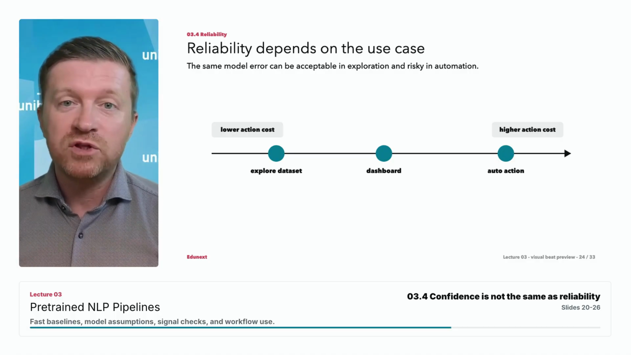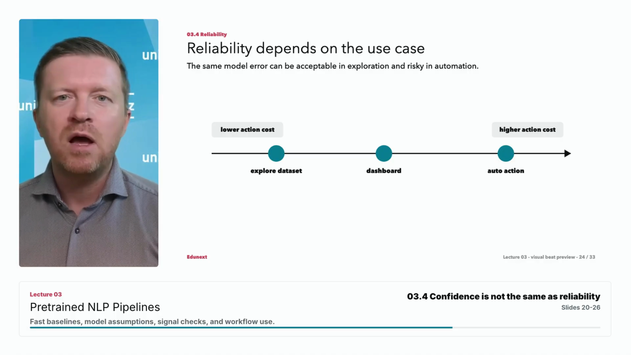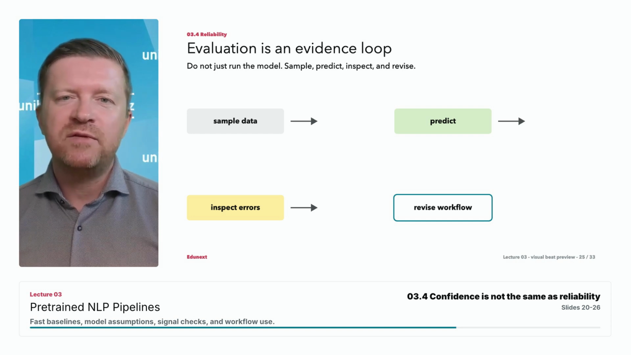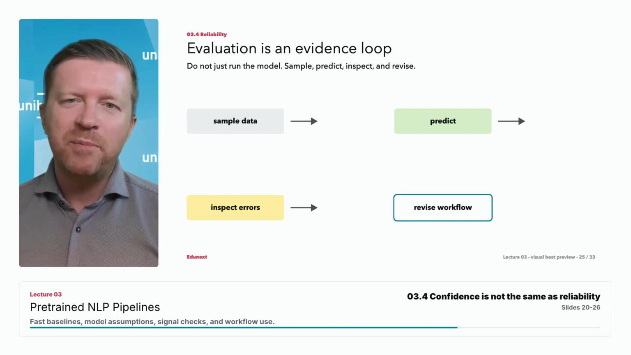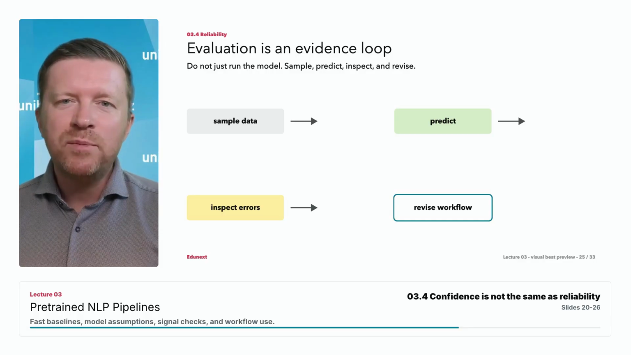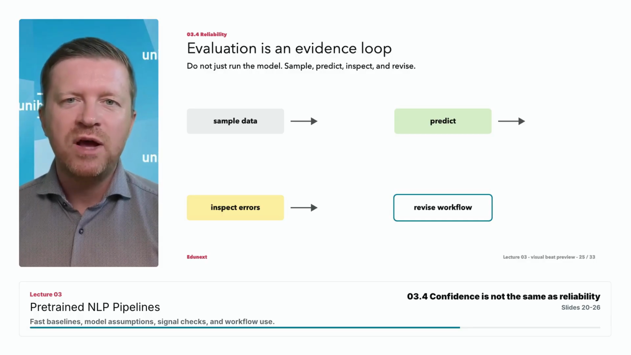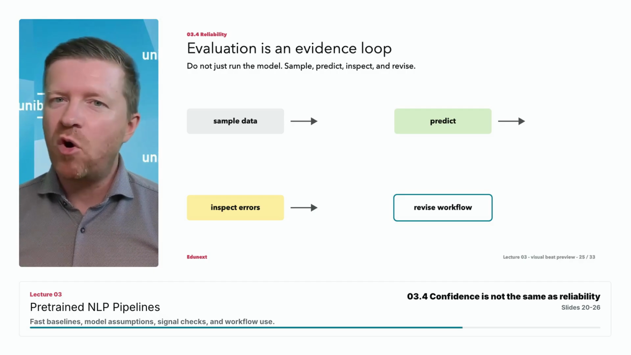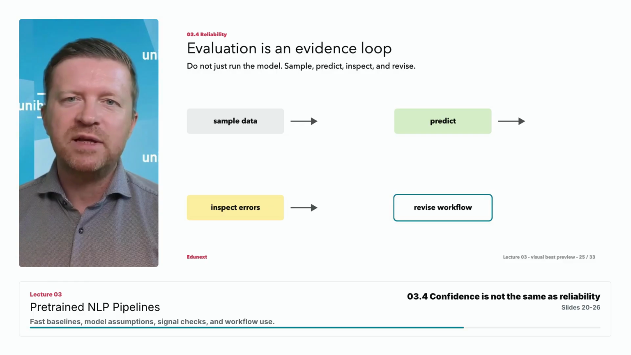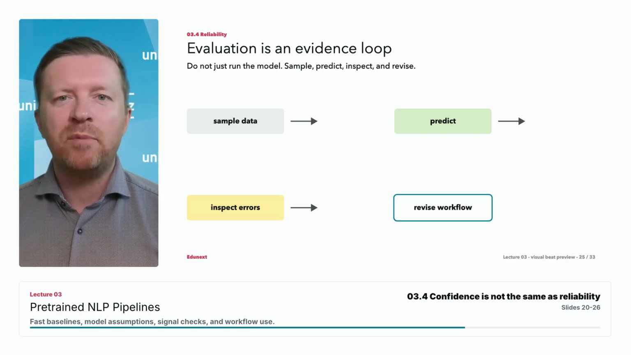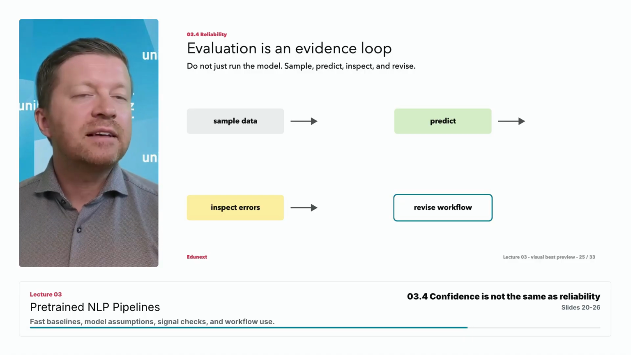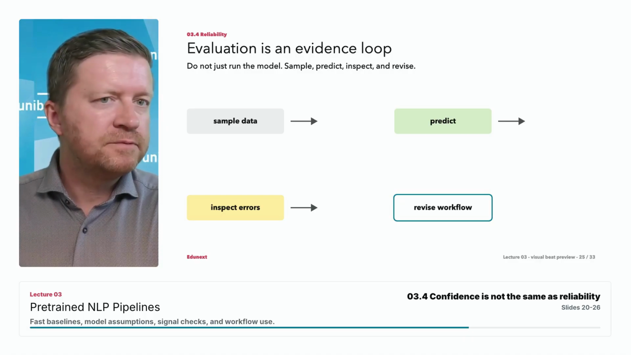If the output automatically triggers an email to a customer, blocks a transaction, routes a complaint, or appears in a management dashboard, the same error may be much more serious. Reliability is not only a property of the model, it is also a property of the decision attached to the model. The workflow is not just run the model and believe the score. A stronger workflow is sample realistic examples, run the pipeline, inspect successes and failures, add edge cases, and decide whether the model is good enough for this use.